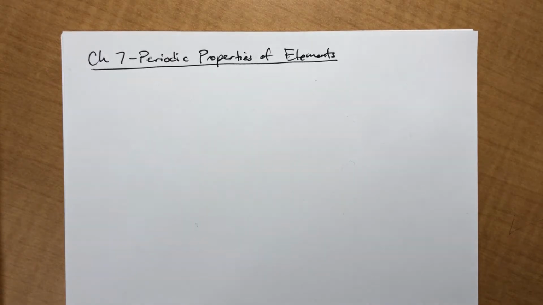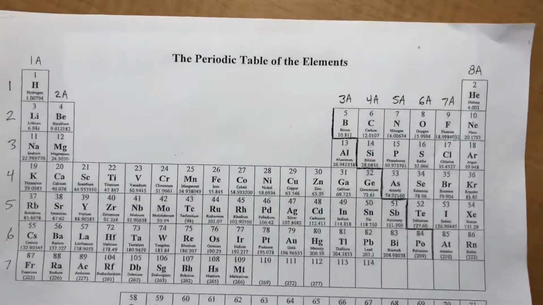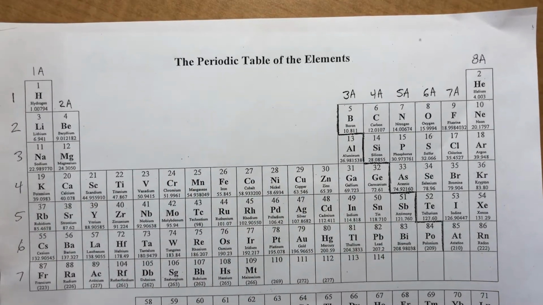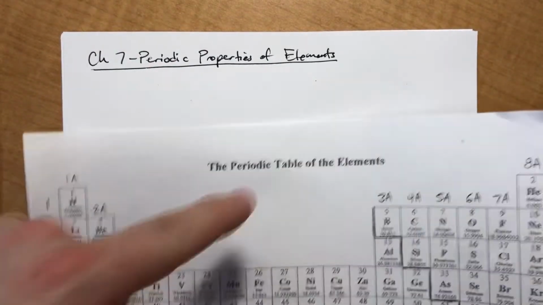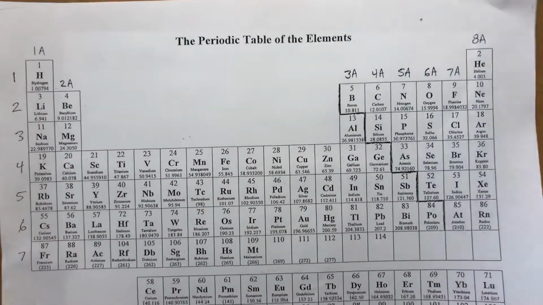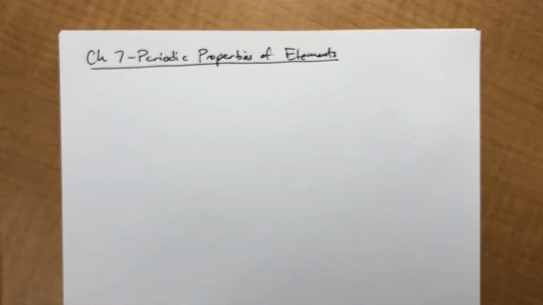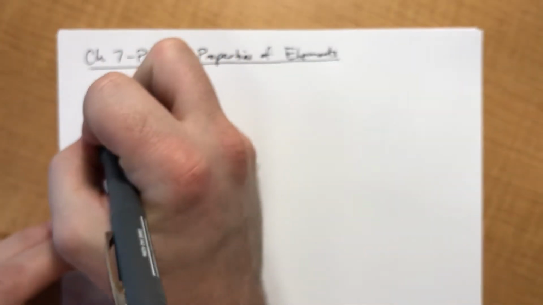All right, so we need to start chapter 7, which is about being able to predict trends using the relative location on the periodic table. So basically periodic properties of elements based off where they are on the periodic table. There's a few different trends that we need to look at. The very first one is atomic radii.